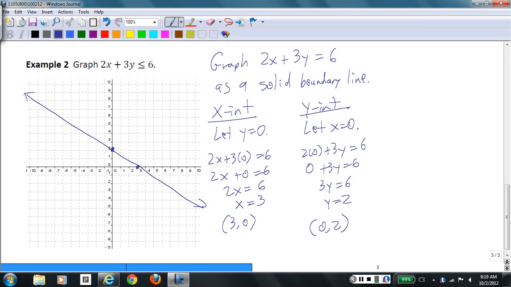And we choose the test point. I like the origin in this case because this graph does not go through the origin. The origin is clearly below and kind of to the left of the line. So test 0, 0.